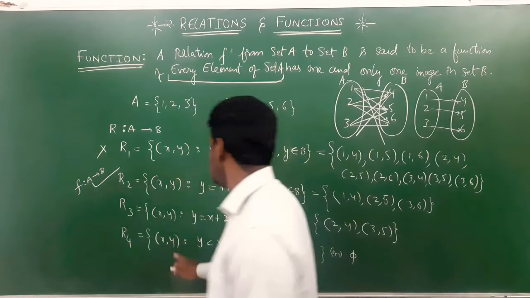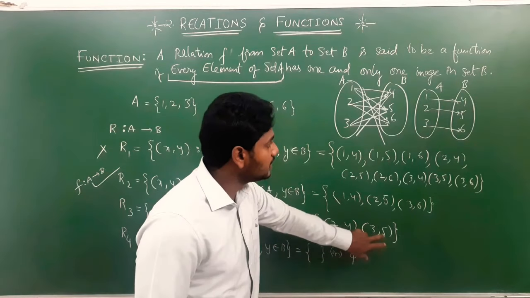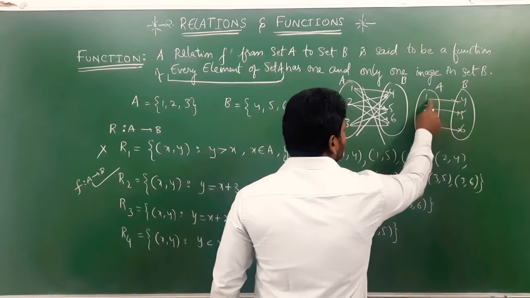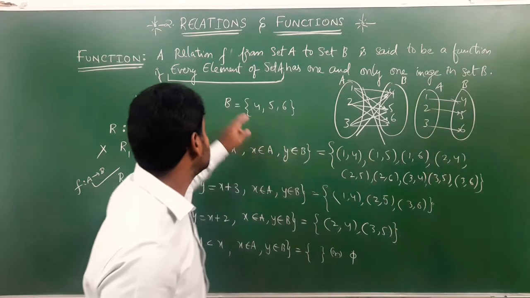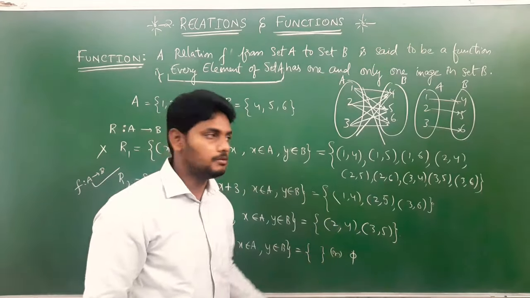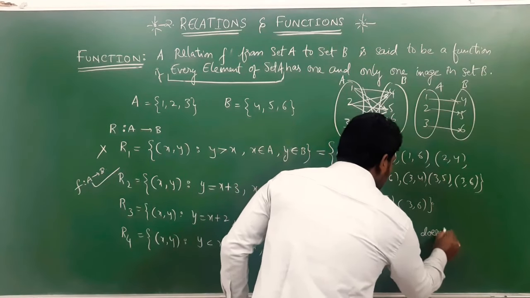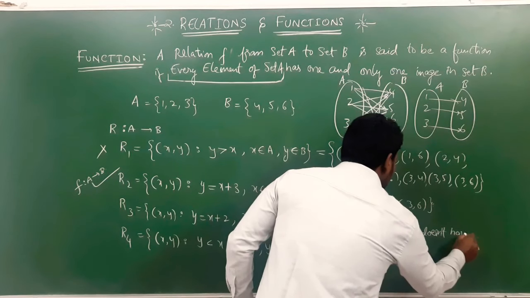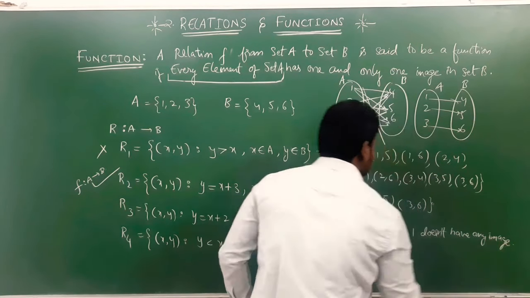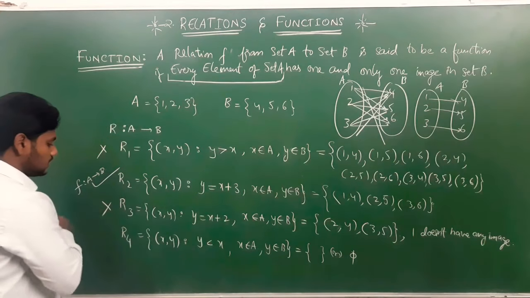Next, the third relation: y equal to x plus 2. From that what did we get? (2,4), (3,5). But what about 1? The definition says every element, but 1 is not there. 1 does not have any image. Therefore, this relation is not a function. Right? Next, R4.